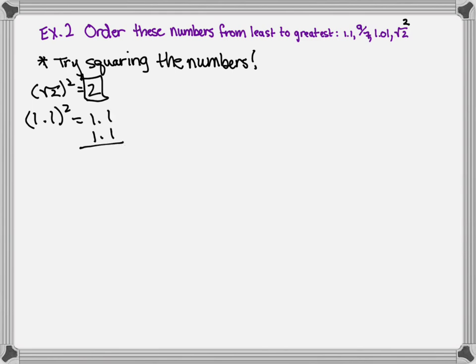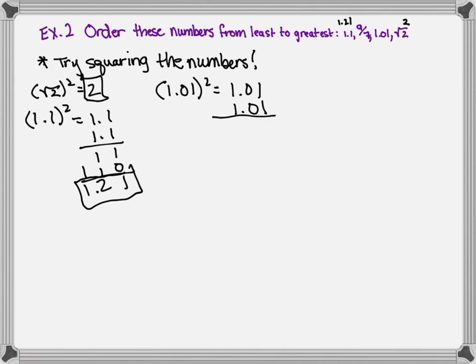Okay, then let's square 1.1. That's equal to 1.1 times 1.1. I'm going to multiply these by hand. We're going to get 1.21. Then let's square 1.01. Again, I'll multiply these by hand, and I'll get 1.0201.